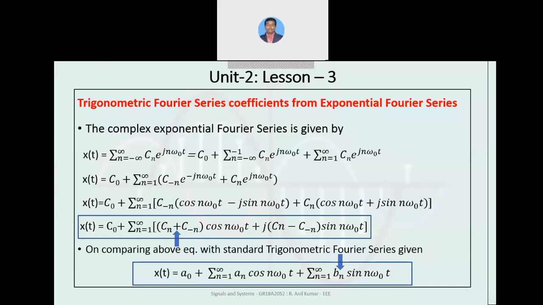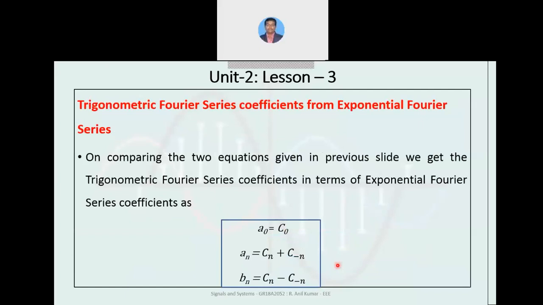When we compare with the standard trigonometric Fourier series expression given below, and compare with the exponential terms, we get c naught equals a naught, a n equals c n plus c suffix minus n, and b n equals c n minus c suffix minus n. We can see this in the next slide as a conclusion. So this is how the coefficients of the trigonometric series are expressed in terms of the coefficients of the exponential.